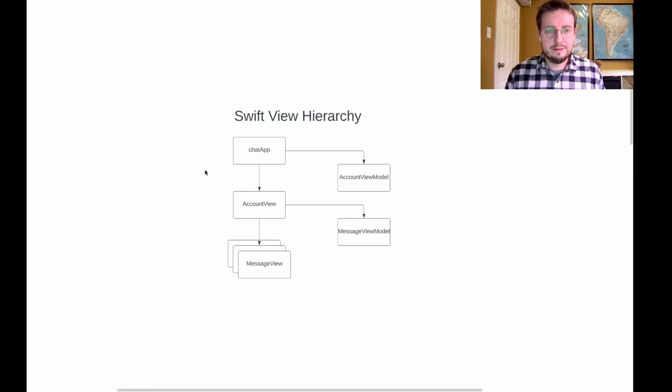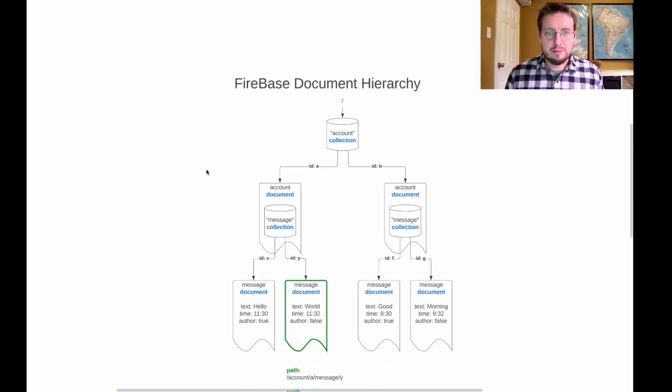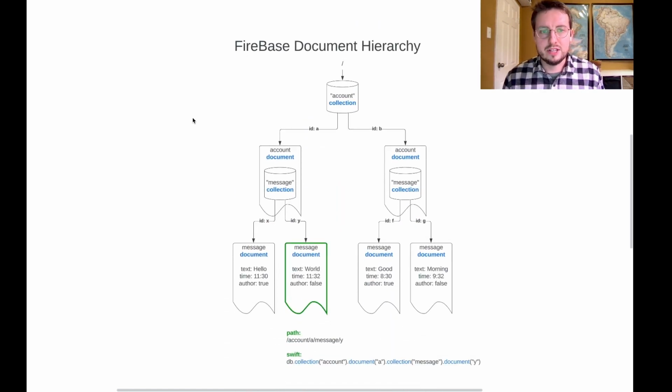So that's the Swift side. From the Firebase perspective, we have collections and we have documents. So in Firebase, you have collections, which have a list of documents, and it's more of a map because each one is indexed by an ID. And then within each document, you can have a collection. So it kind of goes collection, document, and so forth. In this case, we only have two real levels.